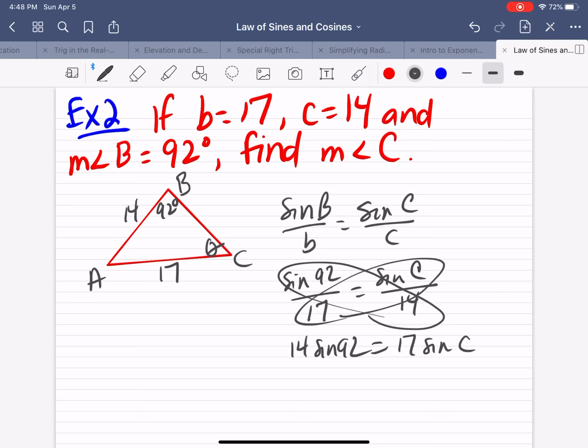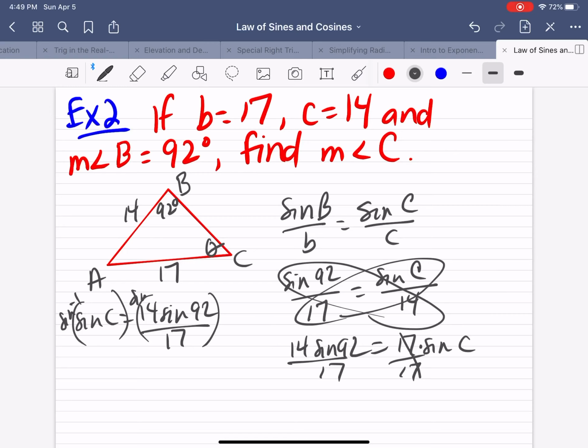So to solve for C, the angle, let's first get rid of the 17. It's being multiplied, so divide both sides by 17. And you get the sine of C is equal to 14 sine of 92 over 17. The goal is to get the C by itself, so of course you have to get rid of the sine. So you do inverse sine on both sides. Those cancel out, leaving you with C.